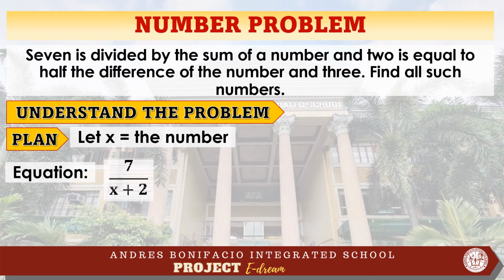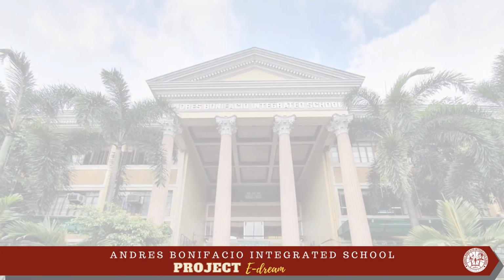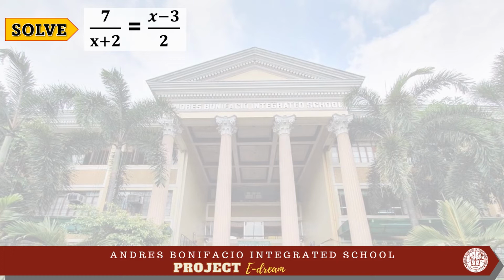So our equation will be 7 over x plus 2. This is 7 divided by the sum of a number and 2, equals, in the given number problem, x minus 3 over 2, which is half the difference of a number and 3. So our equation will be 7 over x plus 2 is equal to x minus 3 over 2. Let's have the third step, which is solve. Our equation is 7 over x plus 2 is equal to x minus 3 over 2.